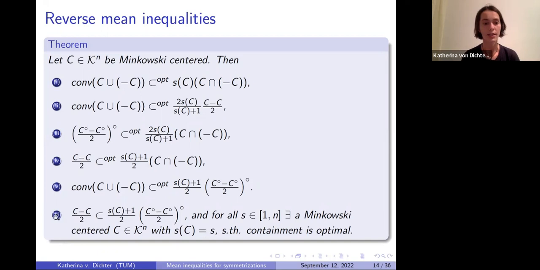Let's consider the sixth, the last part. We see that here we have the arithmetic mean and the harmonic mean, and the arithmetic mean is contained in S plus 1 over 2 times the harmonic mean. But this containment is not optimal, which means that for any S we can show that we can find some convex set where we have the optimal containment, but that's not always the case. And this is the only case where we don't have the optimal containment for the reverse inequalities of these means, which is quite surprising.